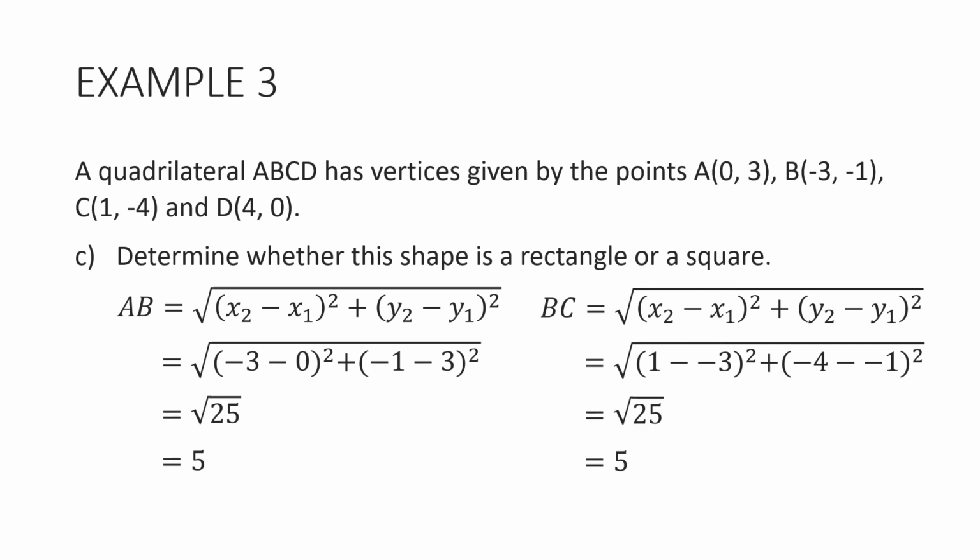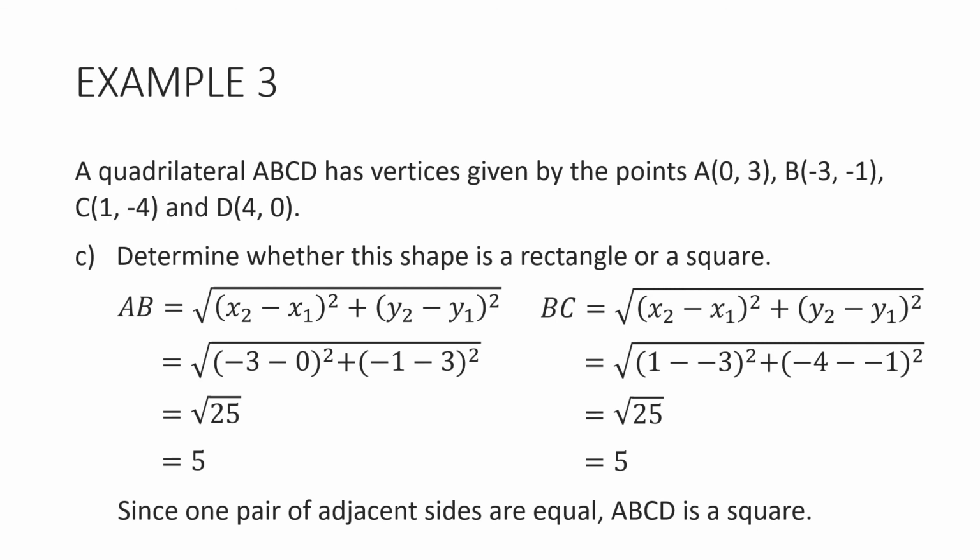And so because our adjacent sides are equal, then we've got a square. We don't have to test all 4 of them because as soon as 2 of them end up being equal, the others will follow. So in conclusion, since one pair of adjacent sides are equal, ABCD is a square.